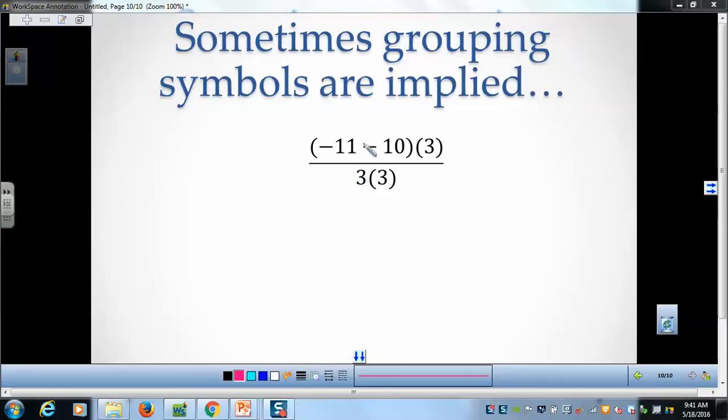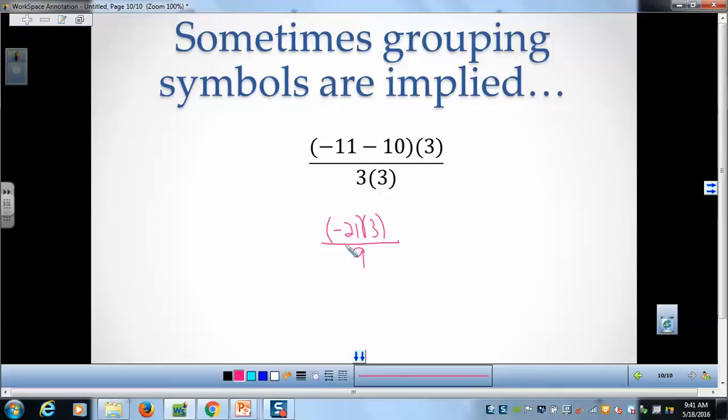So if I do negative 11 minus 10, that would be negative 21, and then I have times 3. And then if I want, I can just do one operation at a time within each thing, or I can simplify the numerator and then go through and simplify the denominator. So if I look at the denominator in this case, I only have one operation, which is multiplication. So I can just go ahead and do 3 times 3, which is 9.